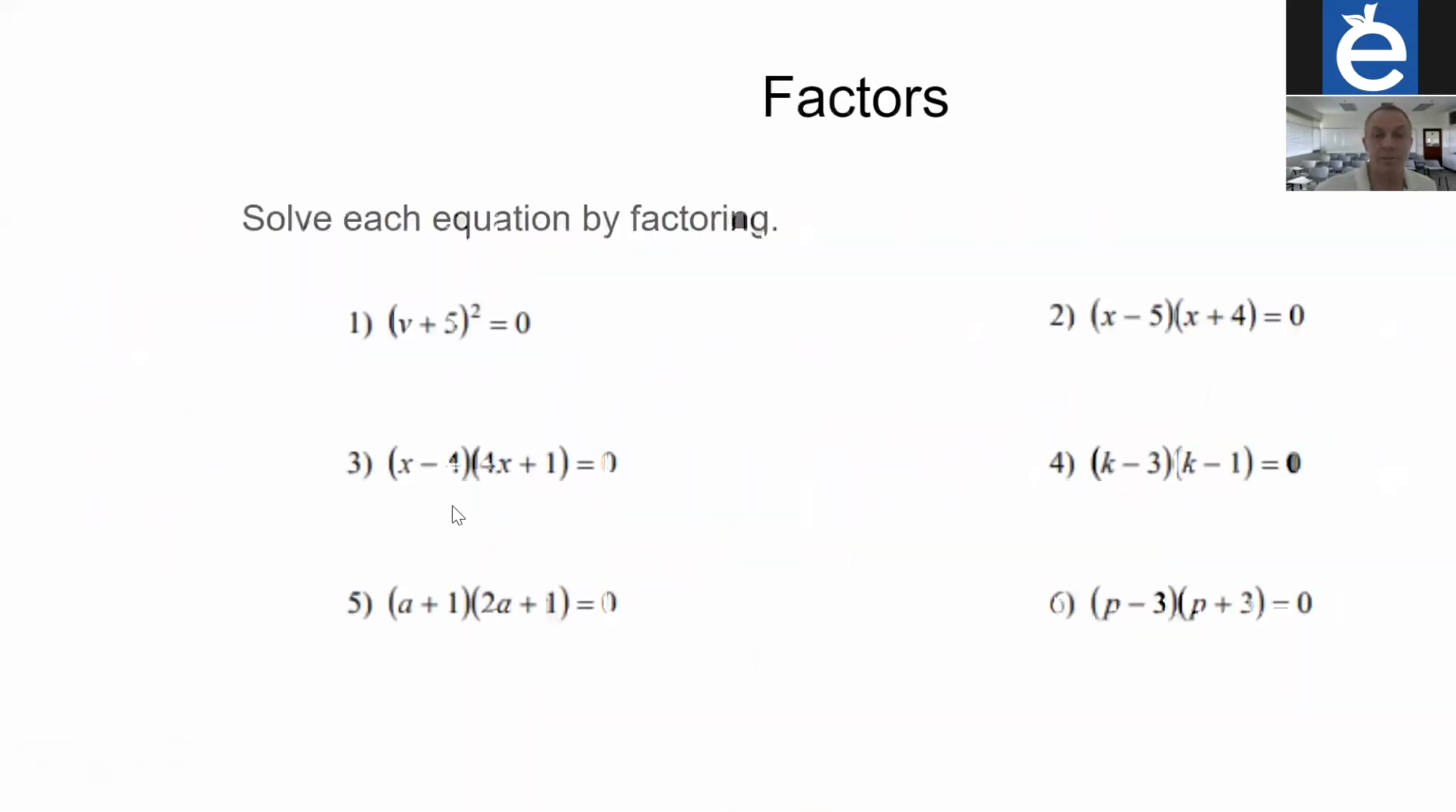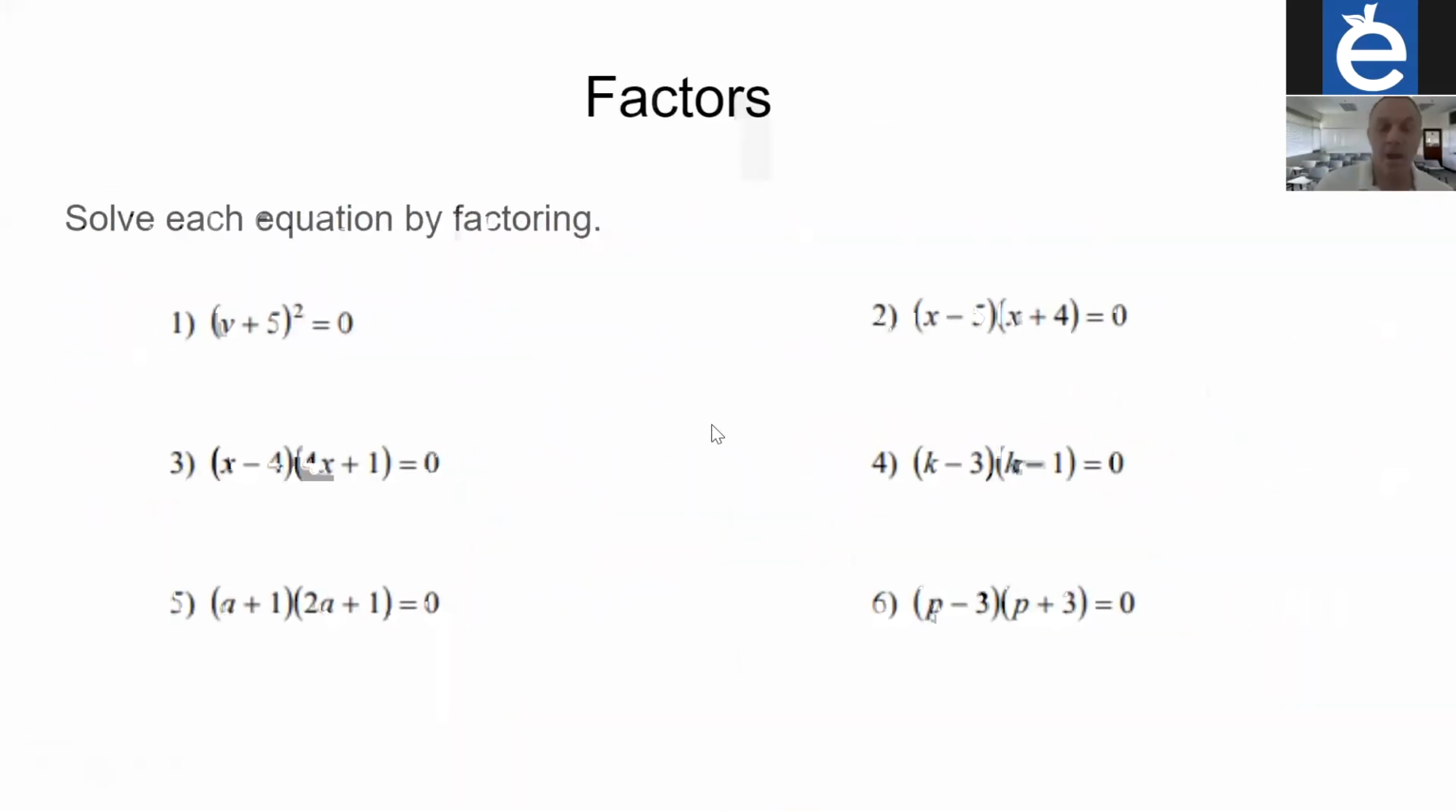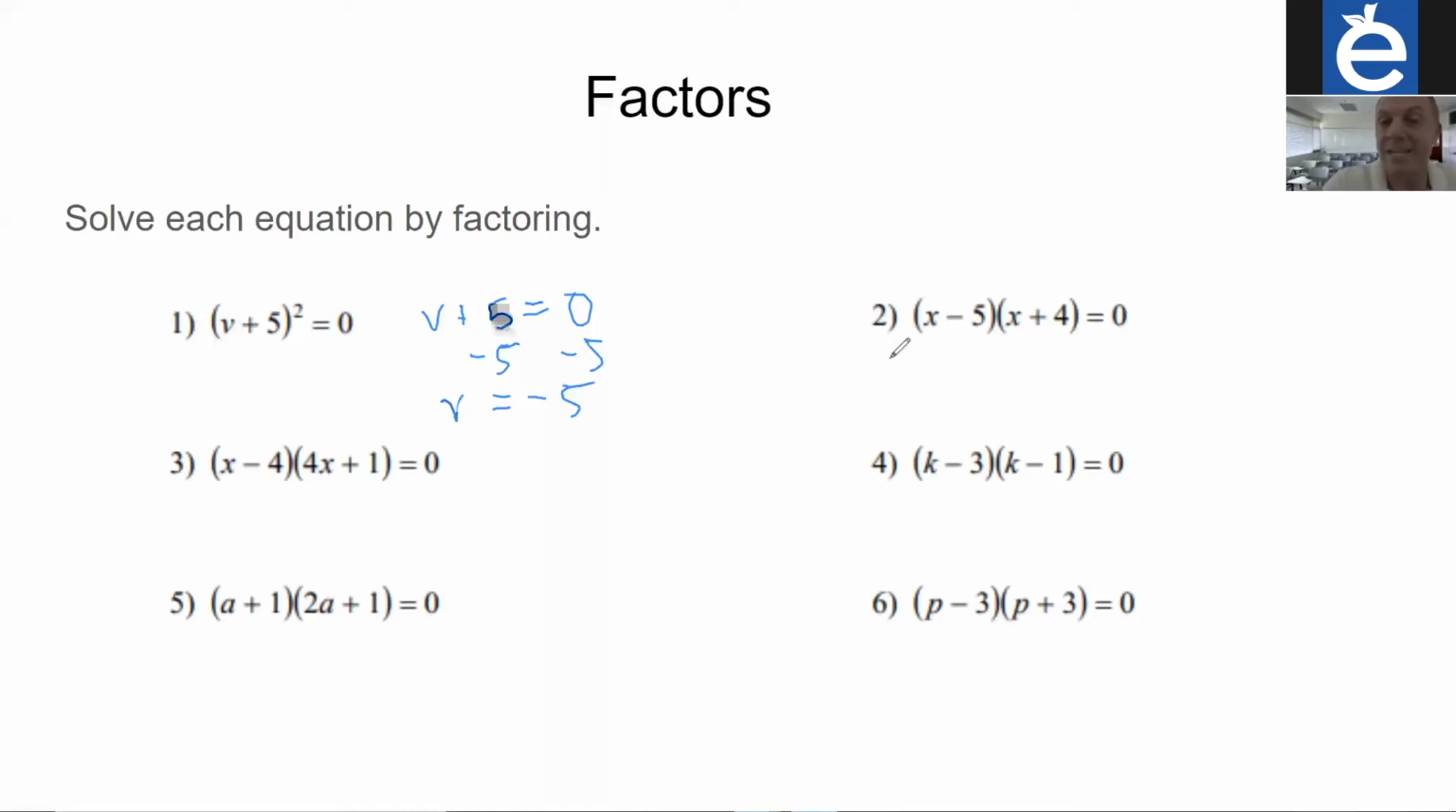All right, let's see what else we got. So then I might dive into a little bit of content, right? So we might talk about factoring. So how do we solve each equation by factoring? Well, these are fairly straightforward. It's really the zero product property that I mentioned before. In essence, v plus 5 would have to equal 0. So subtract 5 from both sides. v would be negative 5. And that's the solution. All right? Here, set each factor.